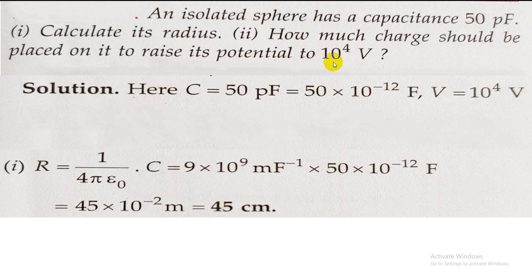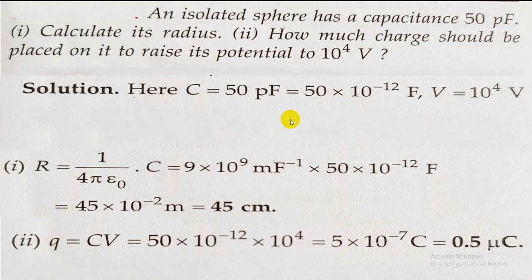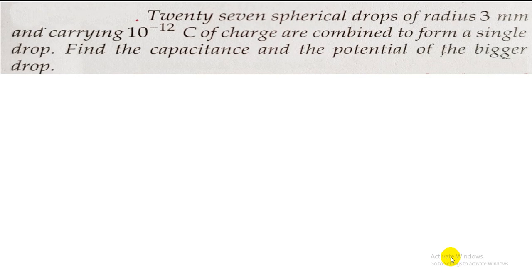Now look at the second portion, where the potential is given as 10 raised to the power 4 volt, and you have to find the charge. The value of charge Q is equal to C into V, capacitance into the potential. So the second question can be easily answered. The capacitance is given, V is also given, you multiply them and you get the value, 0.5 microcoulomb. I hope this is very clear to you. And that was the simple question. We move to the next one now.